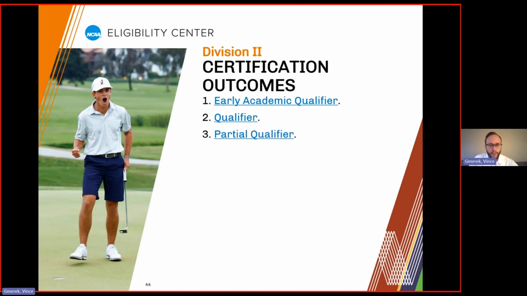All right, so now we're going to talk about Division II certification outcomes. Division I has 4 different certification outcomes, but Division II only has 3 different certification outcomes. Broadly, they are the same outcomes as Division I, so I won't go into extreme detail regarding the differences, mostly because early academic qualifiers and qualifiers for Division II have all of the same benefits of early academic qualifiers and qualifiers for Division I. It's just the actual specific requirements between those two divisions are slightly different, although mostly similar.